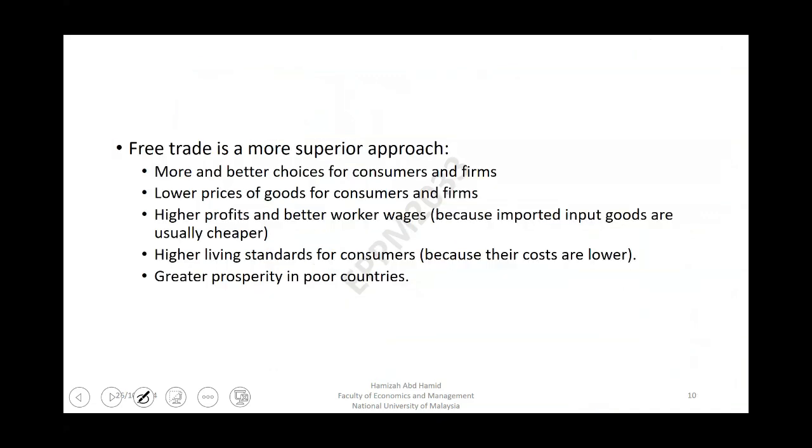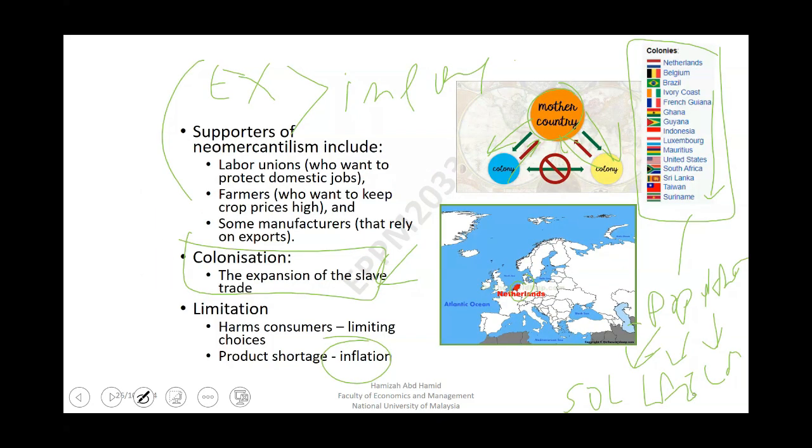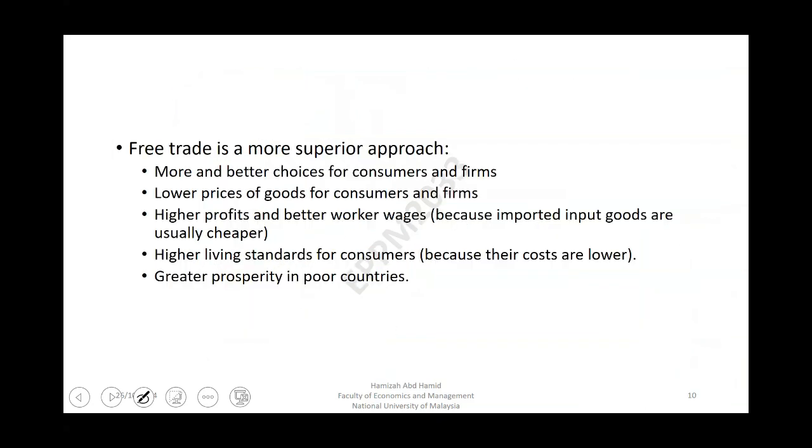Okay, because of the limitations of mercantilism, remember, it causes inflation. That is why free trade is a more superior approach. You still need to export, but you still need to import. You will still need to buy, because you will get more choices, better choices for consumers and firms. And in that process, you will lower prices of goods for consumers and firms.